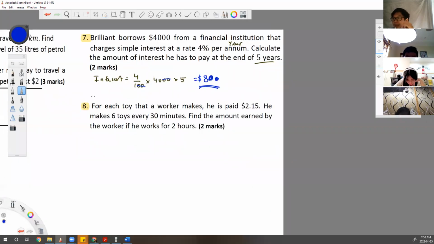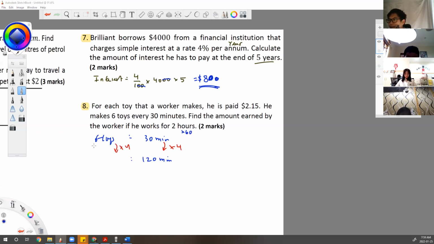For each toy that a worker makes, he is paid 2.15. Dibayar 2.15. He make 6 toys every 30 minutes. Dia minta find the amount earned by the worker if he work for 2 hours. 2 hours how many minutes? Kita ingat samain minitnya ya. 120 minutes. Simple lah ini. Times 4, right? Times 4, ini juga times 4. So, ini 24 toys. Tapi dia tanya harga yang dibayar ya, paymentnya berapa.